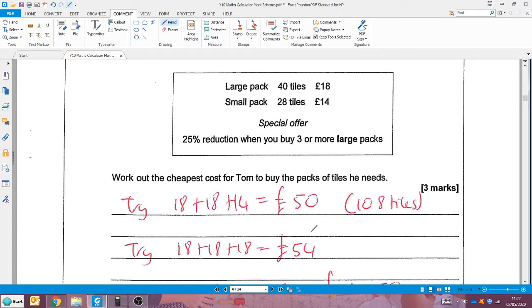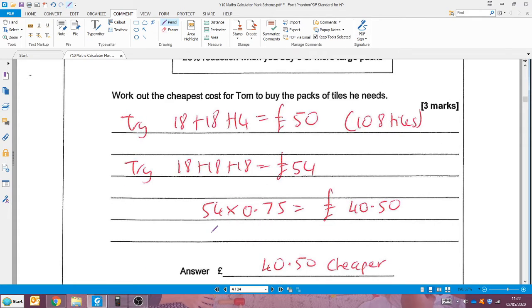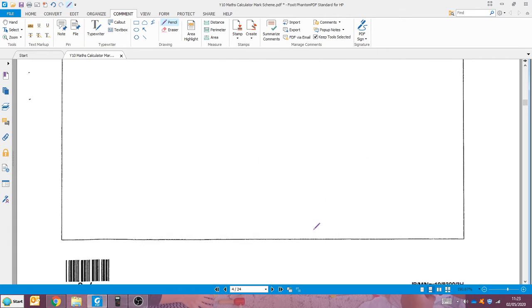So 54 is not very cheap compared to the other one, but I do get 25% off. How do you get 25% off that? You multiply by 75% in one step. 0.75. That gives me £40.50, which is way cheaper than 50 quid, and I've got some spare tiles for the next job. £40.50 is cheaper.